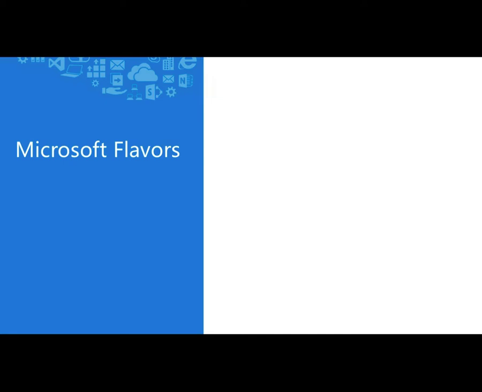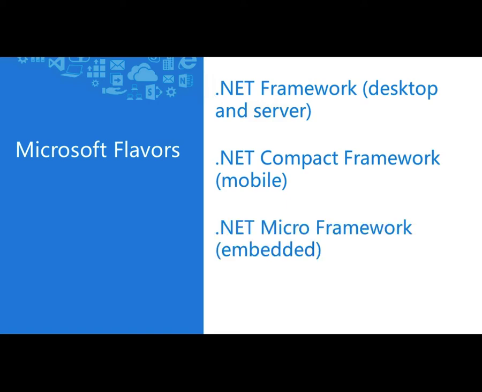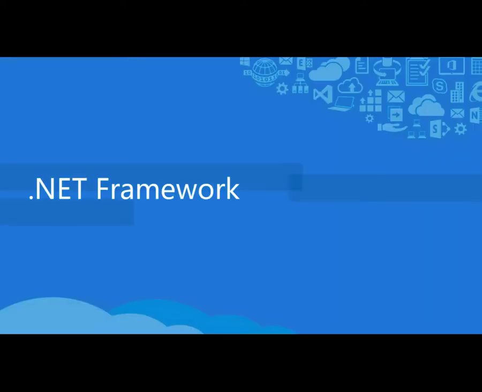Microsoft itself in the following years started to create more flavors of .NET. Okay, .NET Framework for desktop and server applications, .NET Compact Framework for mobile applications. Of course, that means Windows CE or Windows Mobile. And .NET Micro Framework is for certain embedded scenarios. And Silverlight, in the second half of the first decade, Microsoft created Silverlight for web applications. So we're going to quickly go through.